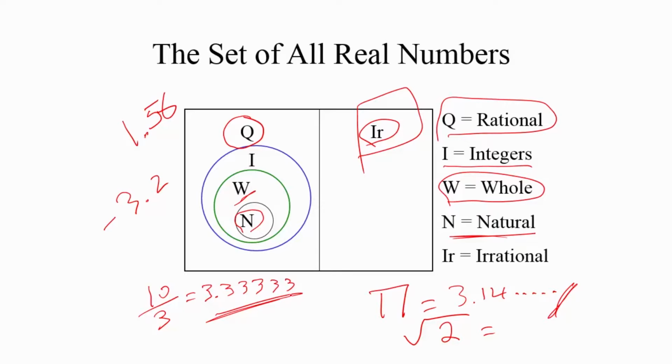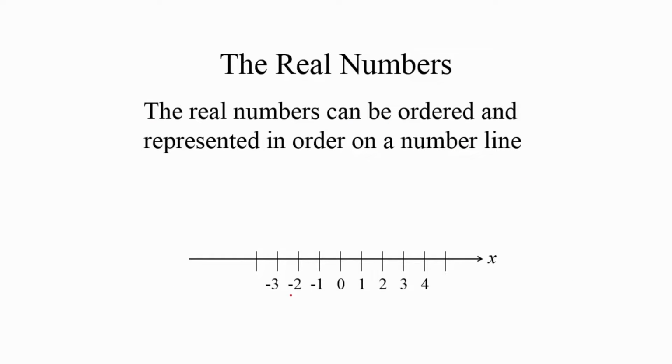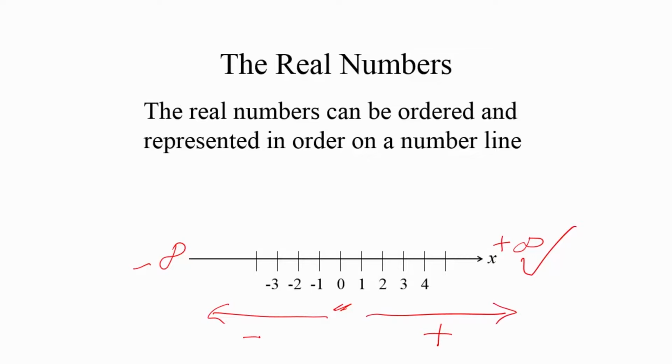Now we're going to show this on what is called the number line. A number line is a straight line, such as this one. To the right, you go to plus infinity. To the left, you go to minus infinity. And in the middle, you have 0. To the right of 0, you would have all positive numbers. To the left of 0, you would have all negative numbers.